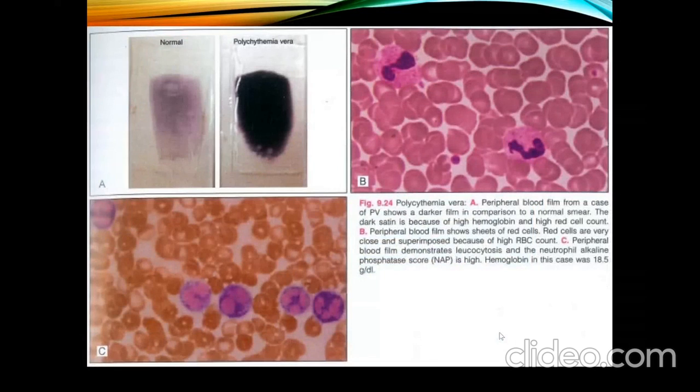As we can see in the photos here, picture A shows a peripheral blood film from a case of polycythemia vera, which is much darker in comparison to a normal smear. Picture B shows sheets of red cells, which are very close and superimposed because of the high RBC count. And picture C shows a peripheral blood film demonstrating leukocytosis, and the neutrophil alkaline phosphatase score is high.